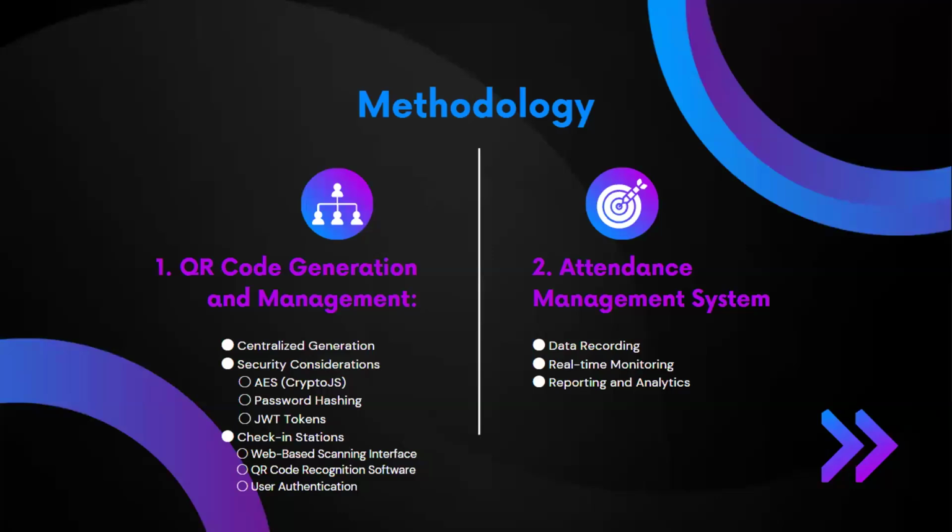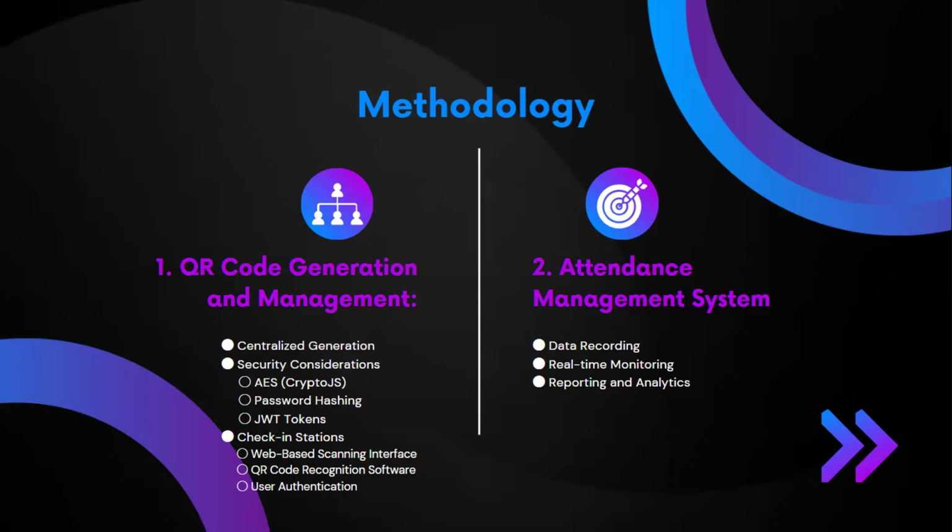So our methodology involved QR code generation and management. Unique QR codes linked to encrypted user profiles are generated and managed through a secure centralized system. So AES encryption is used for that. Each QR code is not directly stored, but rather a unique identifier is associated with the user profile. This identifier is then encrypted using AES with a strong and randomly generated 256-bit key. The encrypted identifier is then embedded within the QR code. So we have used the crypto.js library for AES encryption.